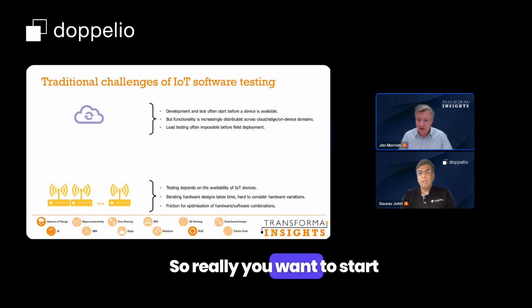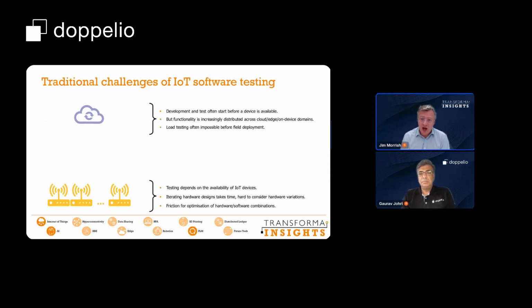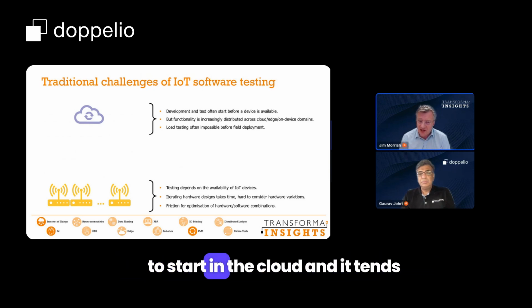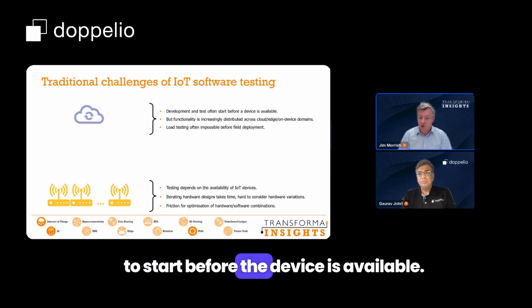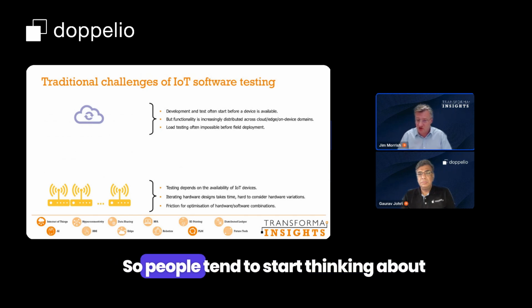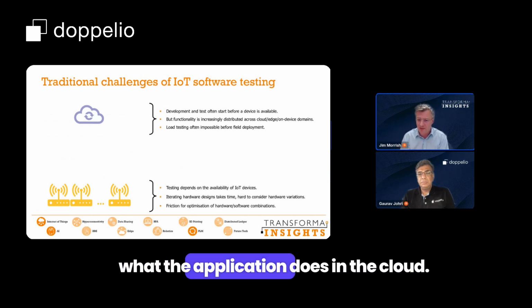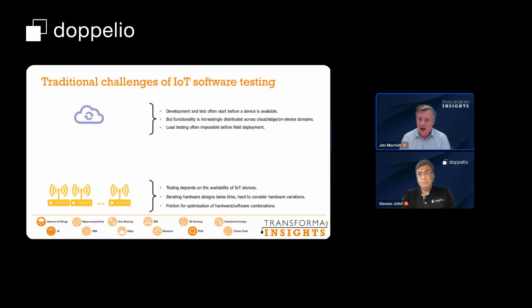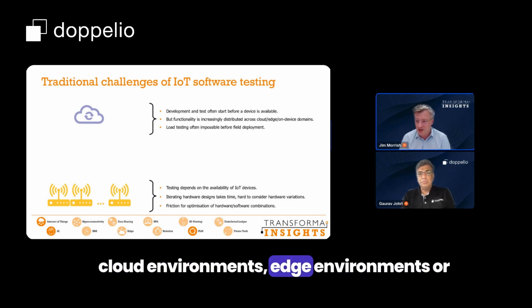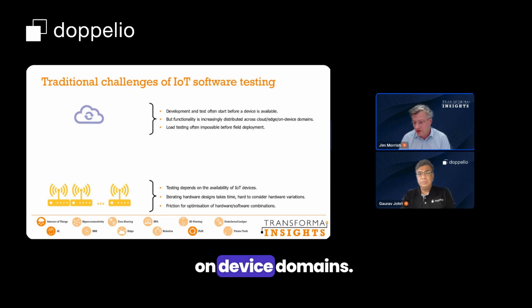So really, you want to start testing a lot earlier. And often development and test tends to start in the cloud, and it tends to start before the device is available. As I mentioned, it tends to take quite a while for the device to be available. So people tend to start thinking about what the application does in the cloud. But the functionality of applications is increasingly distributed across cloud environments, edge environments, or on-device domains.